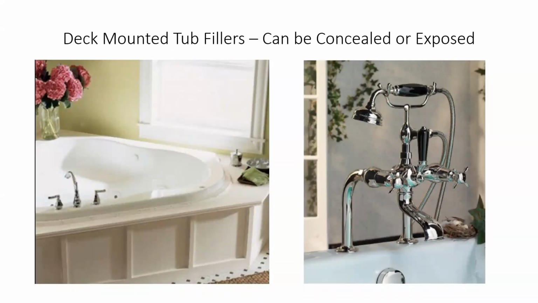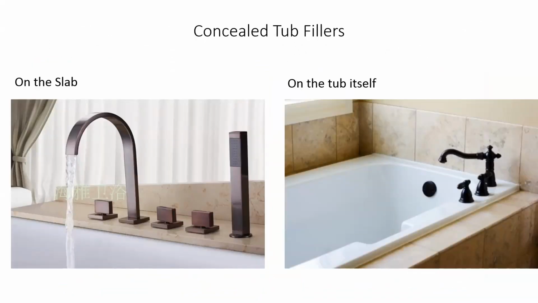If you're not going with wall mount and you're going with deck mount tub fillers, these can also be in the version of concealed or exposed, as you see here. Now, if you're using a concealed tub filler, those could be on an overmount tub, like on the right, where they're just installed right through the tub rim there, or through the slab and the tub rim that's underneath that.